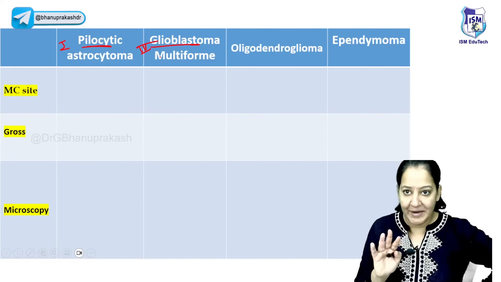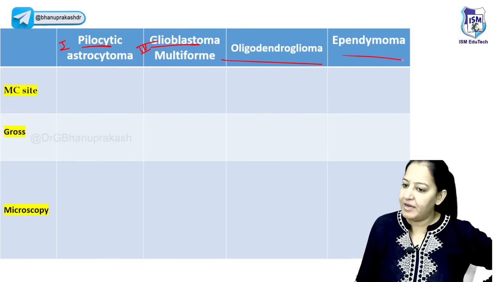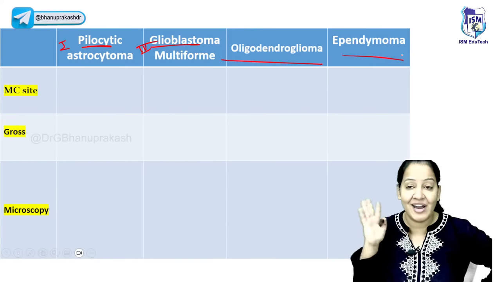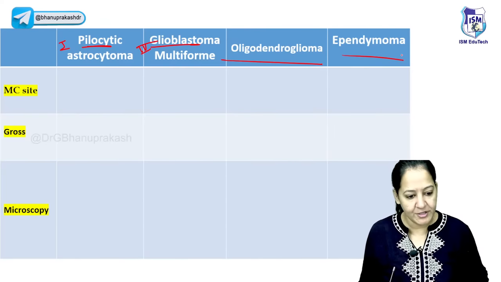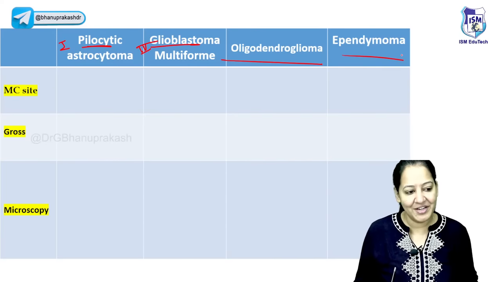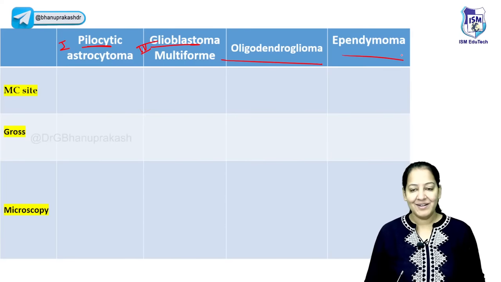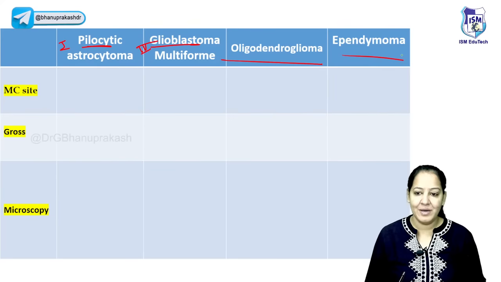Out of 4, we are doing 2. After that, oligodendroglioma and ependymoma. So these are the glial tumors. Let's finish glial tumors on one page. How many of you are with me? Can we continue? Say yes. So we are starting and doing the glial tumors.